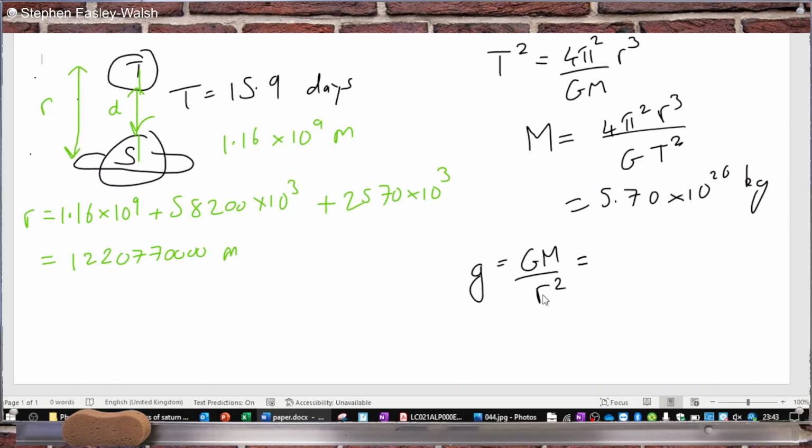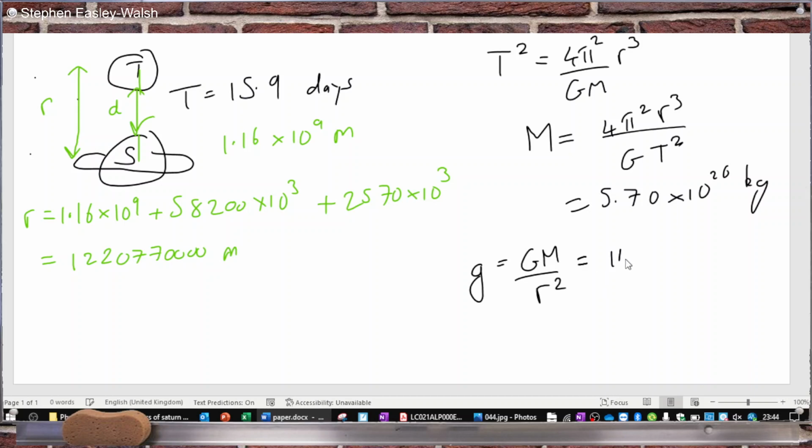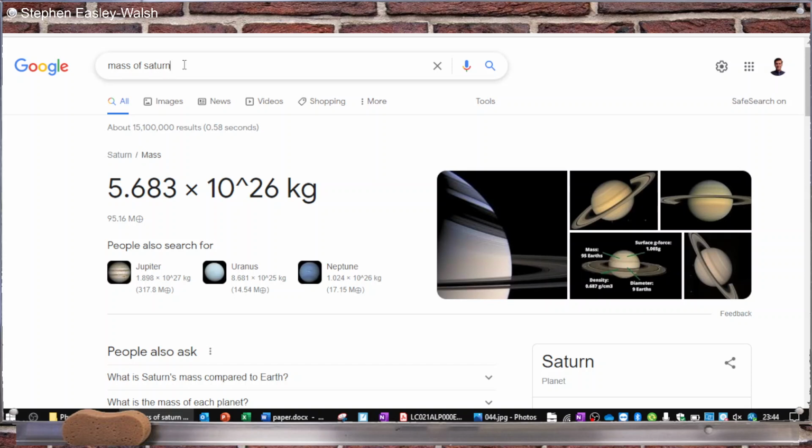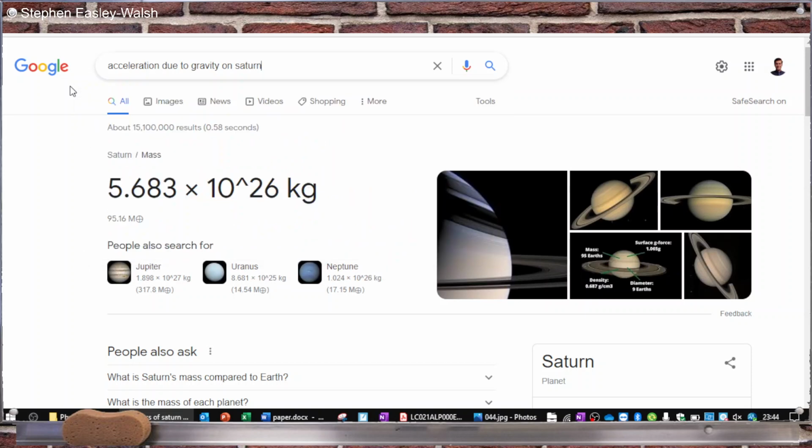And the G is 6.6743 times 10 to the power of minus 11 times the mass of Saturn, and then the radius of Saturn is given here, 58200 squared. 11.2 meters per second squared is what I got. Acceleration due to gravity on Saturn.